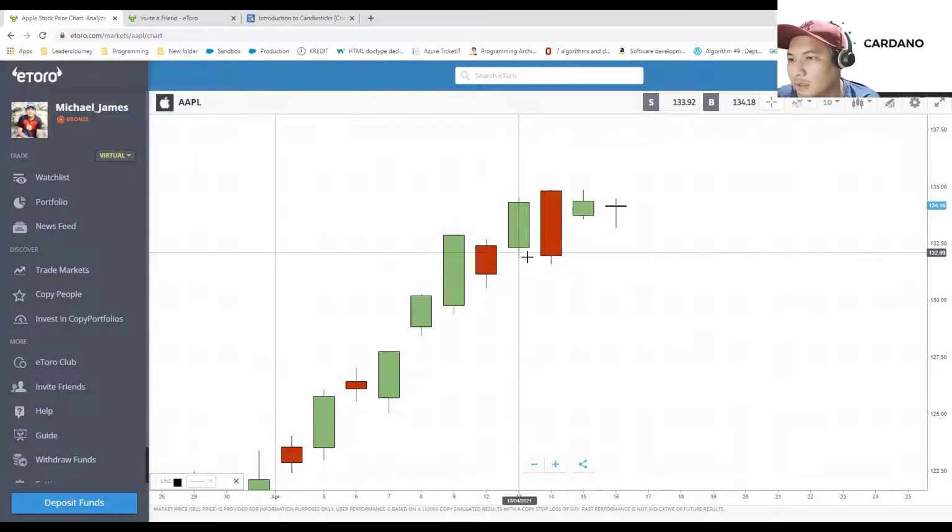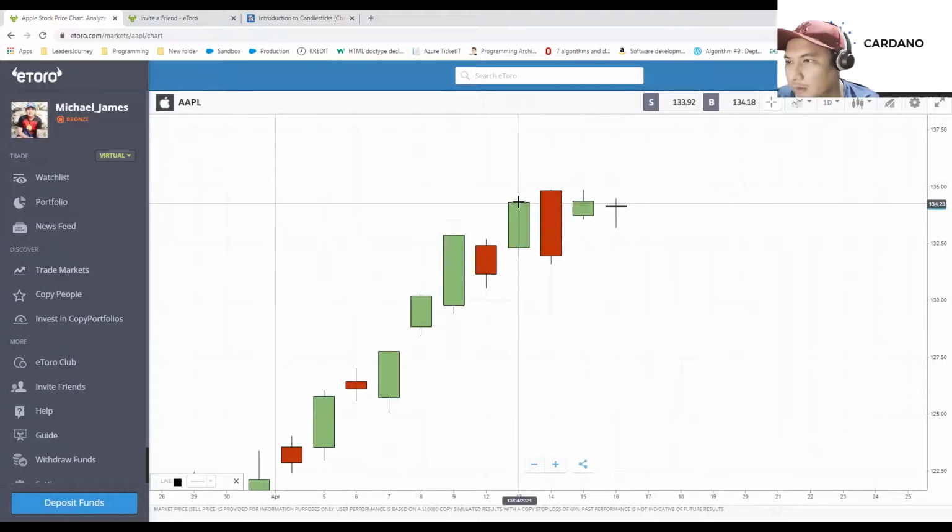It went as low as 131.81 and as high as 134.51. Actually, if you are able to buy a share at this lowest point and then sell it at the highest point, you can earn money, right? So that's how you see it. And then when the market closes, the price is 134.